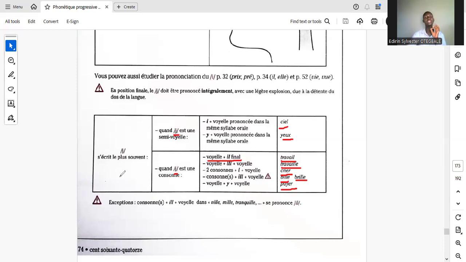But there are also exceptions of consonant plus ILL plus a vowel. Example is ville. You cannot say ville with that sound. Mille. Tranquille. So note those exceptions: ville, mille, tranquille. Those are not pronounced with the yod sound. So these are important for you to note as far as this phoneme is concerned. Very interesting phoneme.